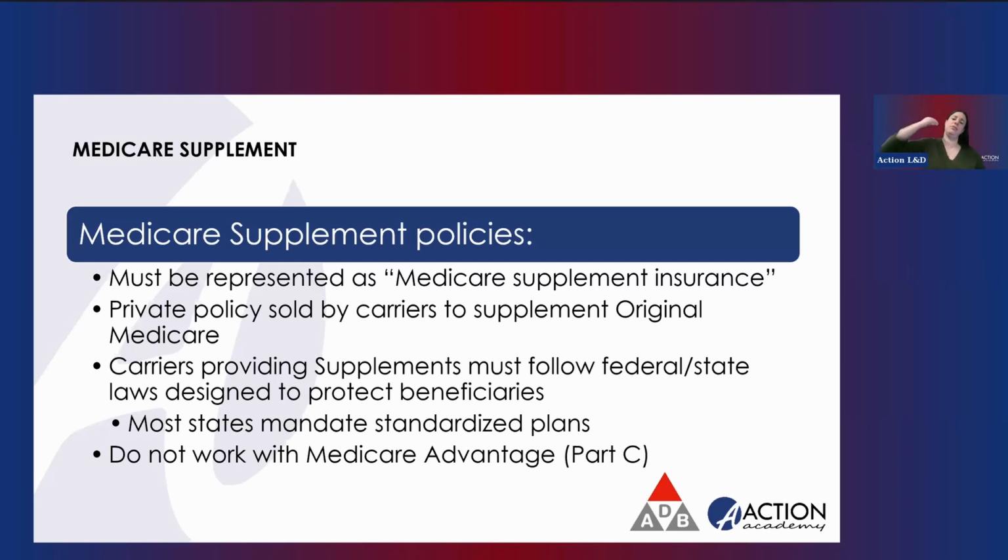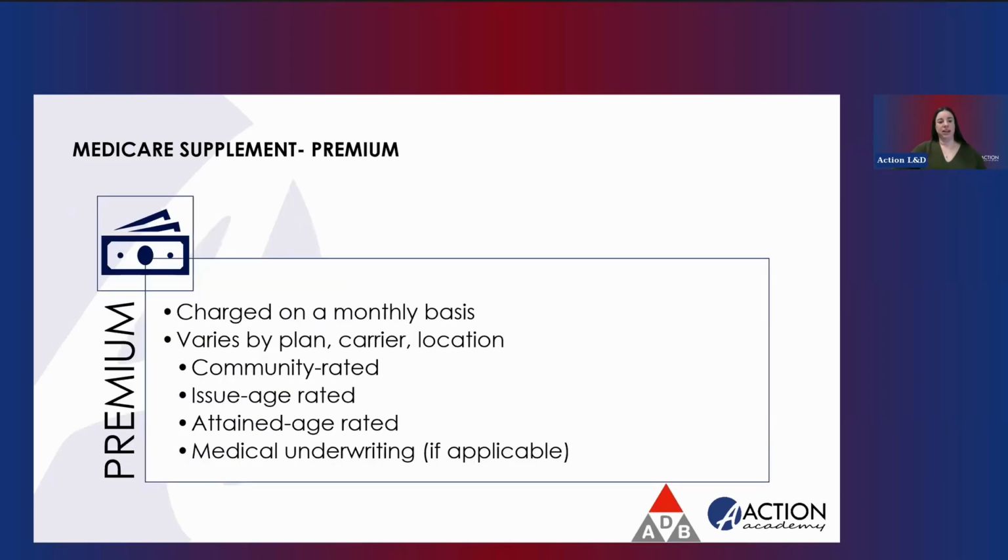Those kind of details we'll get into in our mastery course, which we will get, I think, 2 weeks from now, is the Medicare deeper dive as to what all those things mean. But for now, that's all you really need to know. So the premium is charged on a monthly basis. It's going to vary by plan, carrier, and location. Like I said before, the coverage is always going to be the same in each plan, but the premiums might change depending on the carrier and where you're at. They are also issue age related and attained age related, and sometimes medical underwriting is applied. We'll talk about all those things in the more detailed version of this course in about 2 weeks. So that's all you really need to know for now.